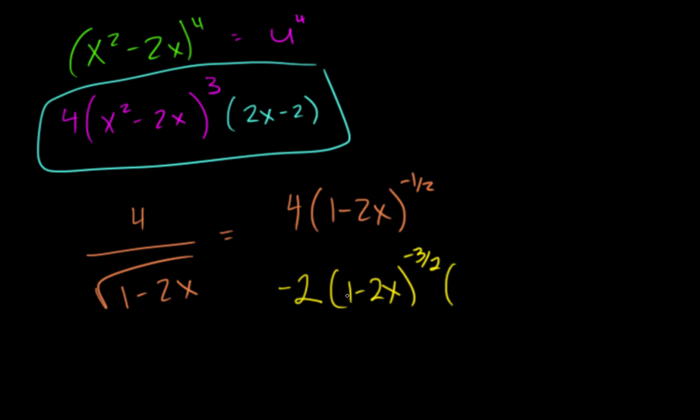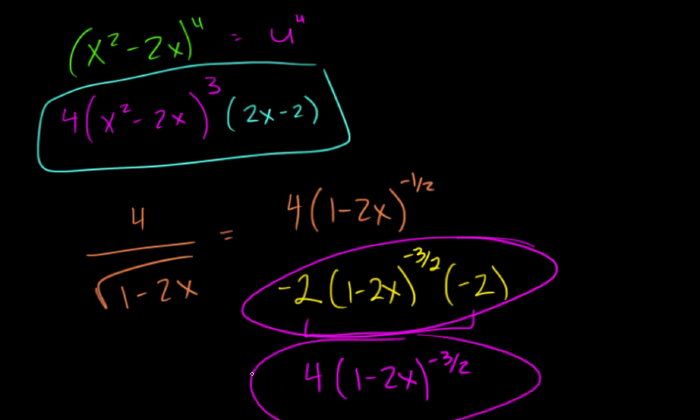So derivative of 1 is 0, so I don't need to write that. And then derivative of negative 2x is just negative 2. And since we just have these constants, I'm just going to simplify that and get that. So you could either leave it like this or like this.